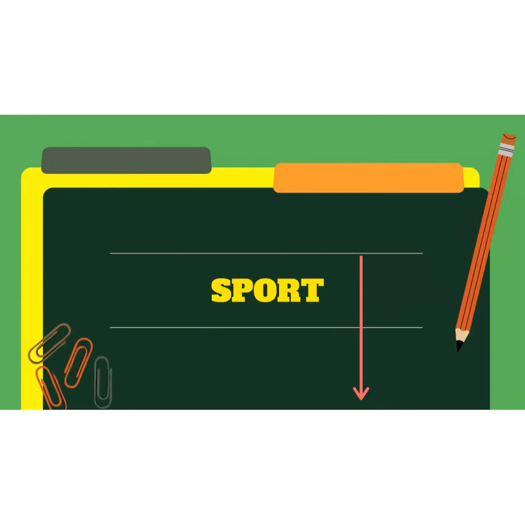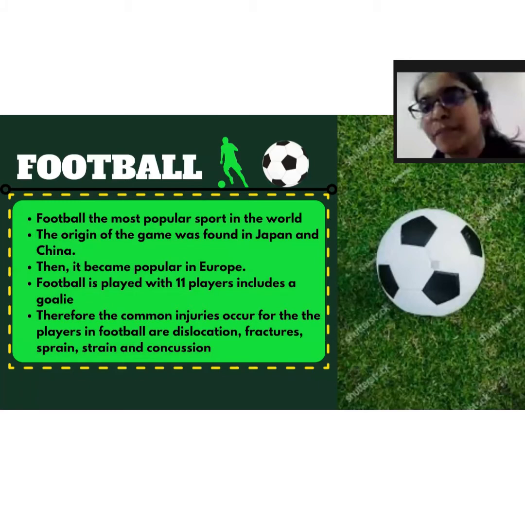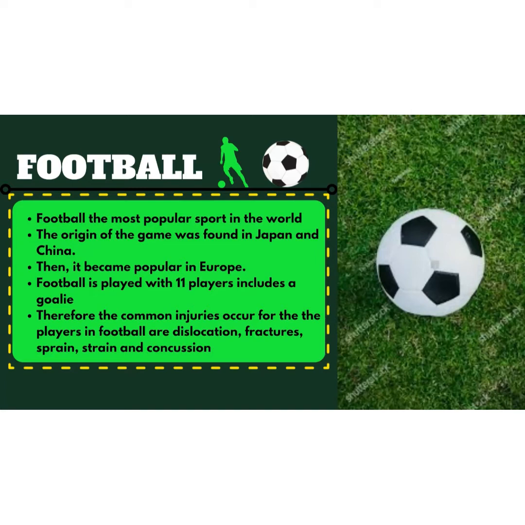Okay, let me explain what football is. Football is the most popular sport in the world. The origin of this game was found in Japan and China, and it became popular in Europe. This game consists of 11 players, including the goalie. Therefore, we chose 5 common injuries in this sport: dislocation, fractures, sprain, strain, and concussion. So let's start with our first presenter for the first injury, which is dislocation.